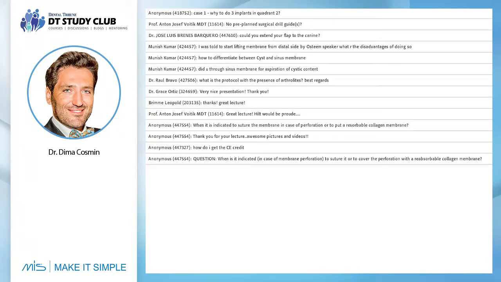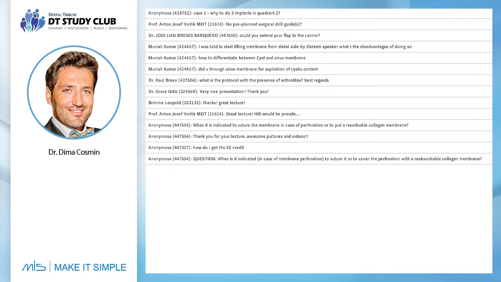One more question. When is it indicated, in case of membrane perforation, to suture or to cover the perforation? Yes. When the perforation is not so big, like I told you, 3-4 millimeters or even more, I have used even in 6 millimeters just protection with a collagen membrane. Usually I try to avoid the suture because sometimes it's not so easy to suture the Schneiderian membrane, and sometimes you can enlarge the perforation. So the most simple way and the best way is not to touch the membrane, just to protect it.